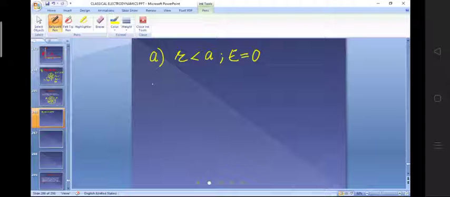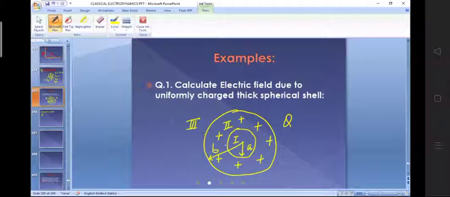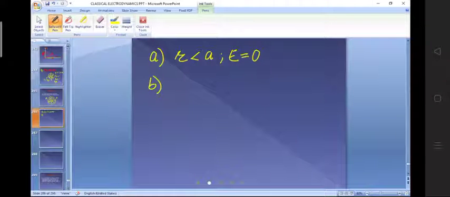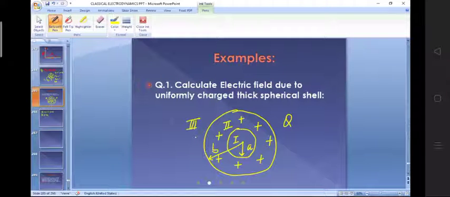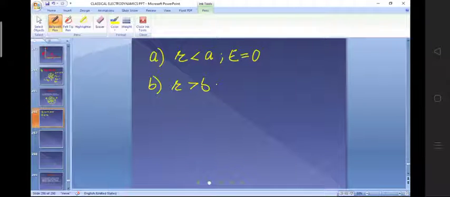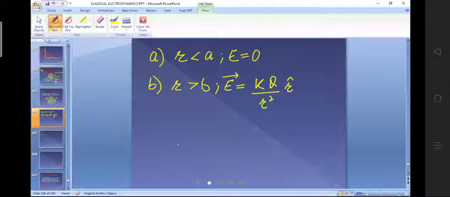Fine. Then there is B. Now concentrate here. For example, in region number 3, where R is greater than B, let's calculate here. We want to calculate electrostatic field in region number 3, suppose at this point. I will imagine a Gaussian surface. The charge enclosed by the Gaussian surface will be simply equal to Q. So the electrostatic field will be same as that of a point charge, equal to K multiplied by Q divided by R square. In vector form, you can write it like this, with R cap. So this is the electrostatic field outside.